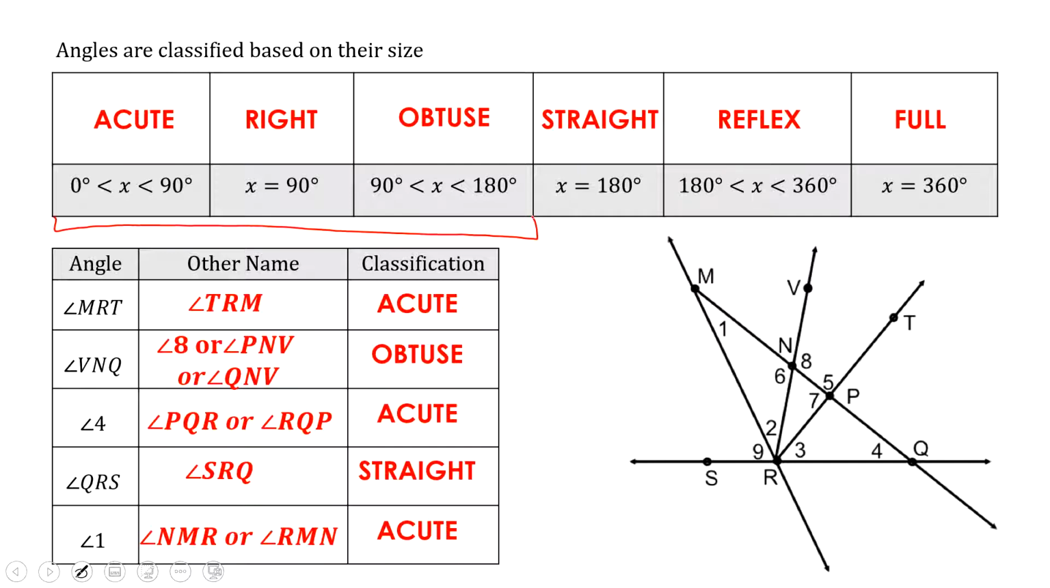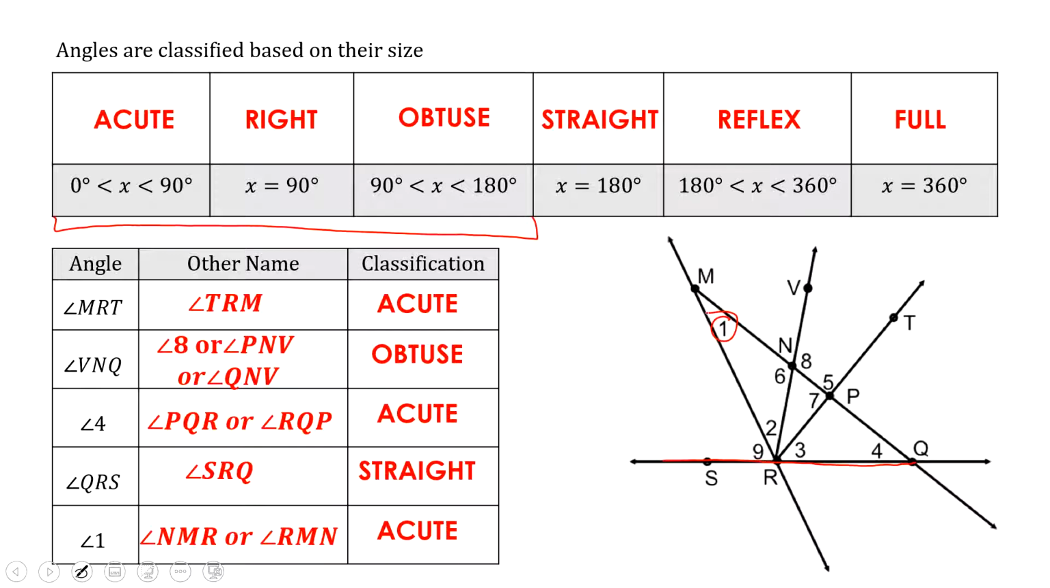Angle 4, where we see PQR or RQP, again, that's an acute angle. QRS is the line, so it's the three points. That is our line, so that's a straight angle. And then angle 1, this small angle up here, again, we definitely see is acute.